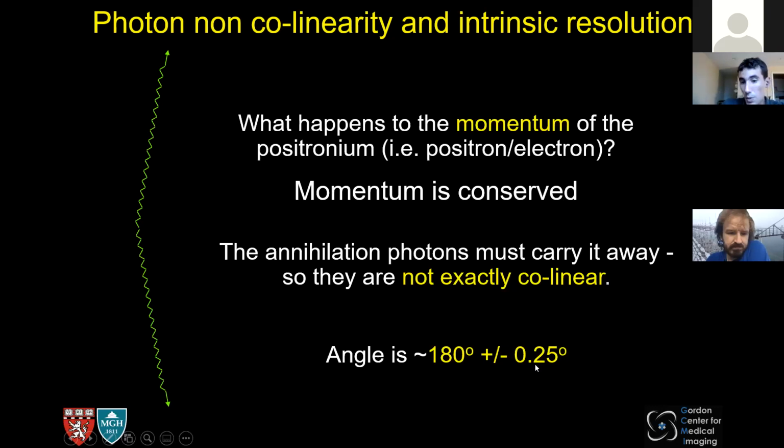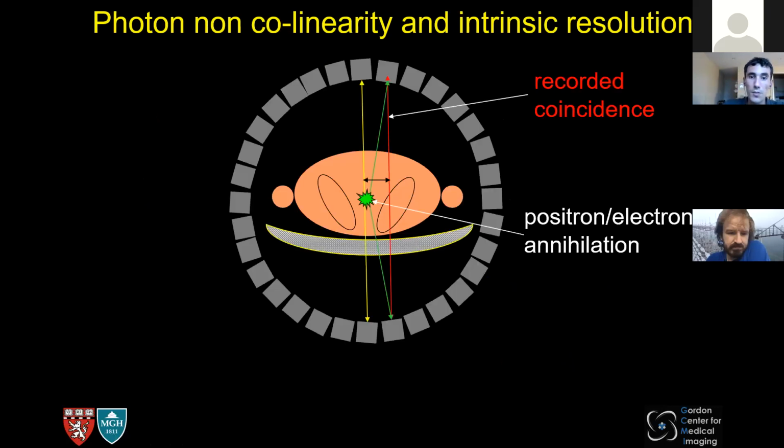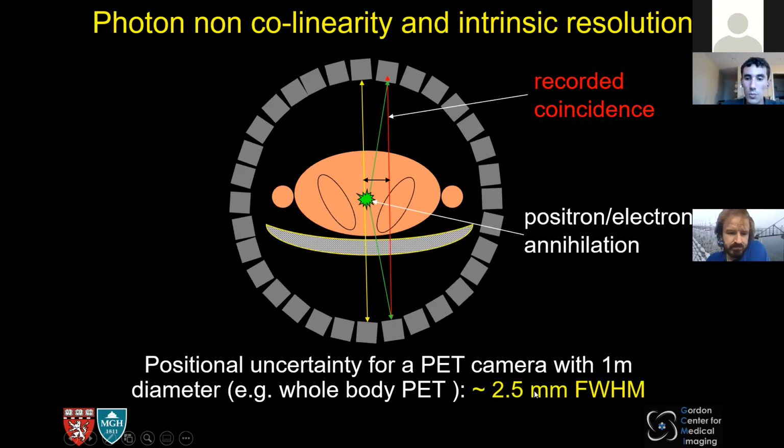So you may think that 0.25 degrees is nothing compared to 180. But actually that wouldn't be the case, for instance, in a whole body PET scanner, because here, if you have a 1 meter diameter bore, that tiny difference here of 0.25 degrees is actually going to lead to up to a 2.5 millimeter positional uncertainty. Okay, so this is what is shown here. So if you had fully collinear photons, you would detect this line of response here. But because you have non-collinear photons, you're going to detect this line of response here, because you have a deviation in the trajectory of your photons.